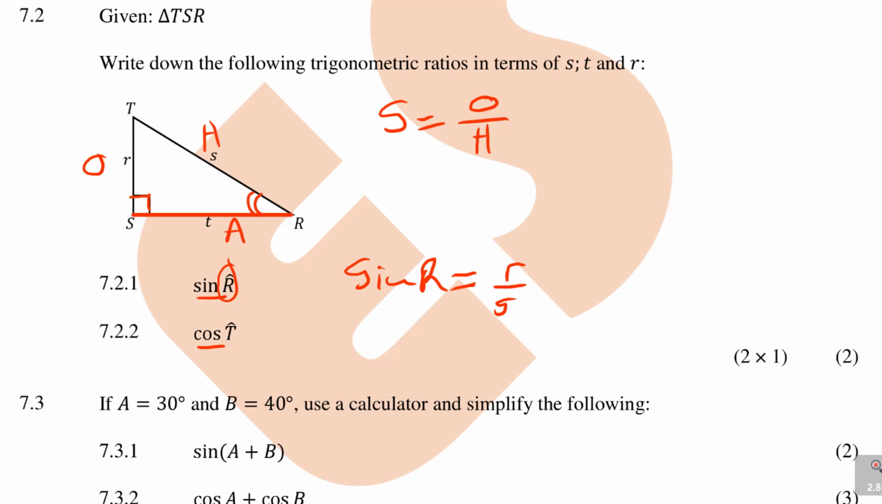Now, when they say cos T, erase all that again because it has changed. Now they're talking about this, which means this becomes my A, this becomes my O, and this becomes my H. So now cos T is equal to, remember cos is A over H. So A is what? A is R over S. R over S. Again, you see, that was the same answer in a way.